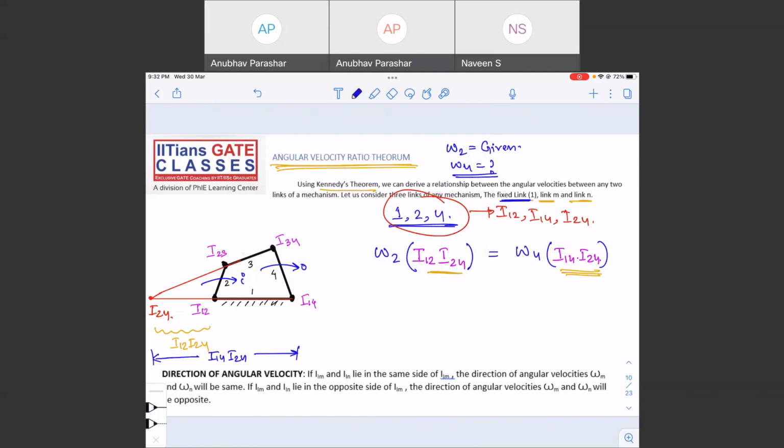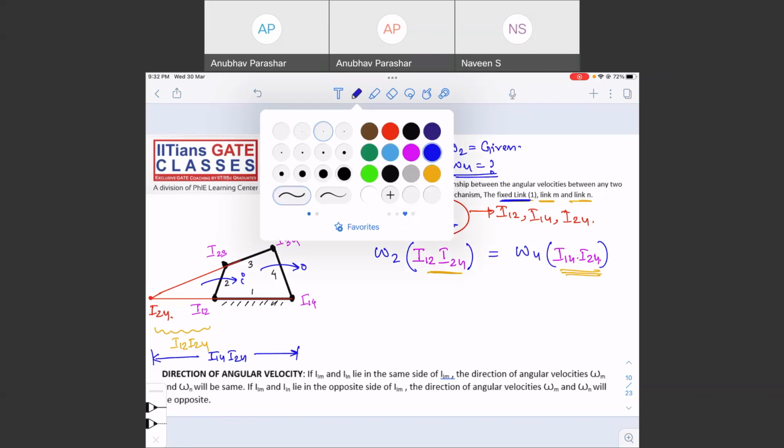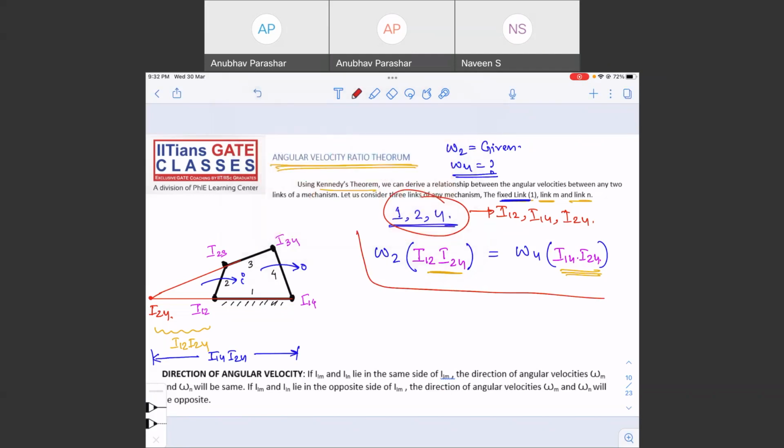Is it okay? Did you understand the angular velocity theorem? It is something you should remember, right? Questions might be asked from this theorem. We'll try to solve problems, and after solving problems, you'll have a better understanding. Is it okay now? Okay, good.